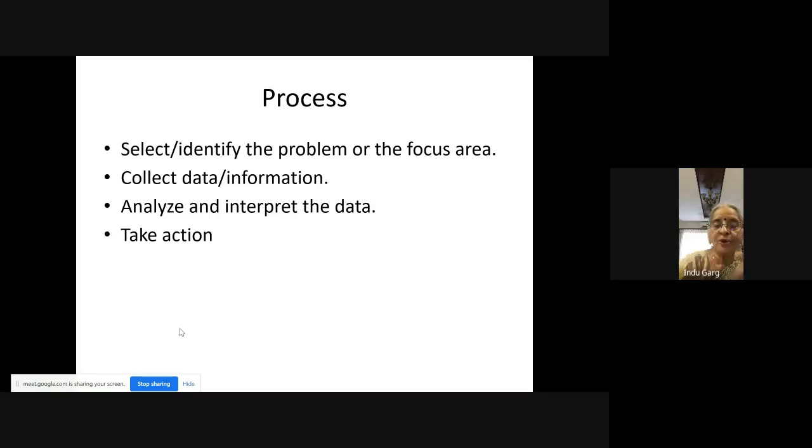Simple process we already know. Scientific method: identify the problem of your focus area, collect your information, analyze, interpret, and take action. So this is what simply you have to do when you are an action research practitioner. Okay, so with this, I hope your concepts have become a little clear, if not all.